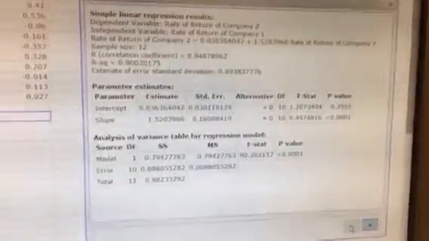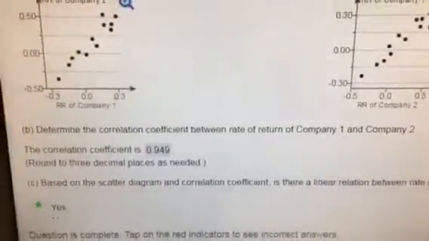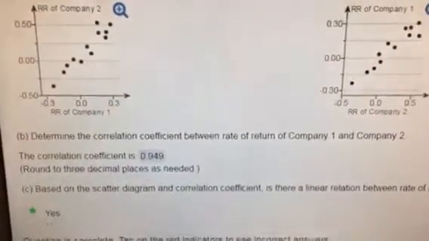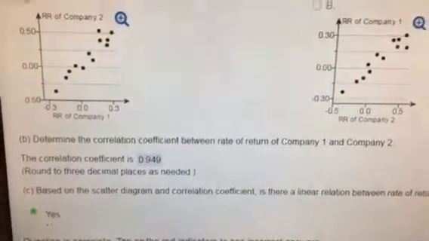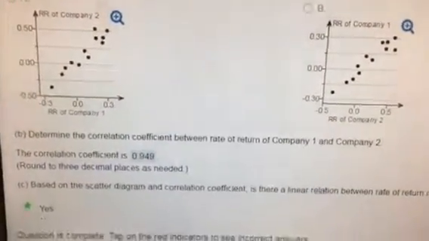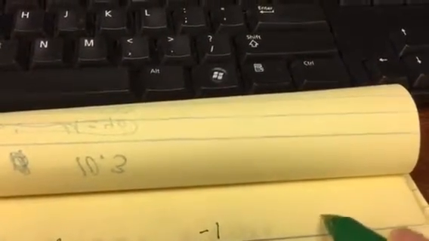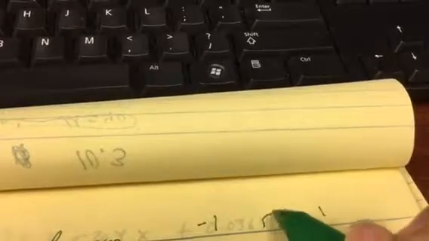Okay, the next thing, I'm going to come back and I'm going to click the arrow, and it's going to ask you to calculate the correlation coefficient. That is our R. That measures the strength of the linear relationship between company 1 and company 2. Now, your R value is always between, let me write this, it's always between -1 and +1. And your R is always somewhere in the middle. What happens is, the closer it is to these values, the closer the points are to a straight line.